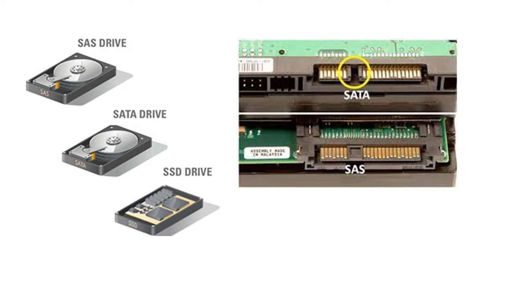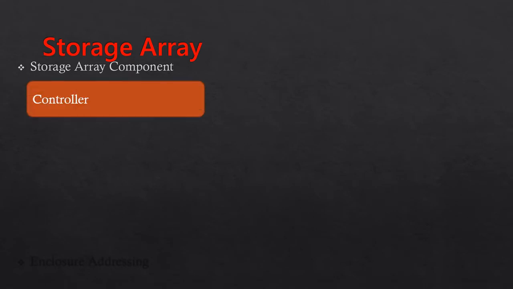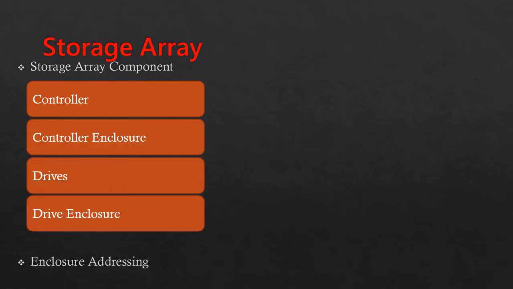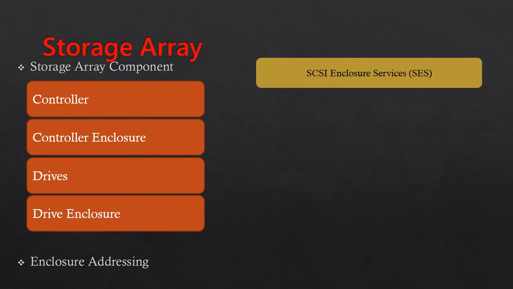We begin this section with centralized disk array storage. In this part, you will learn the basics of storage arrays. We're going to start by looking at what a storage array is, and then we will look at the key components of the storage array, and these are the controller enclosure, drives and drive enclosure. Next, we will take a look at the enclosure addressing scheme, and then we will look at what a SCSI Enclosure Service, or SES, is.